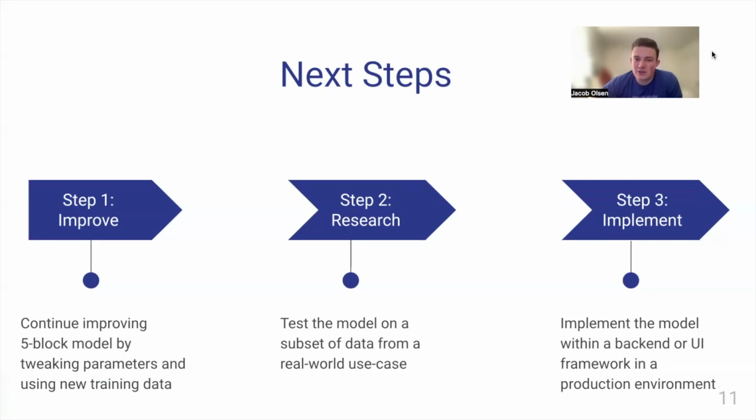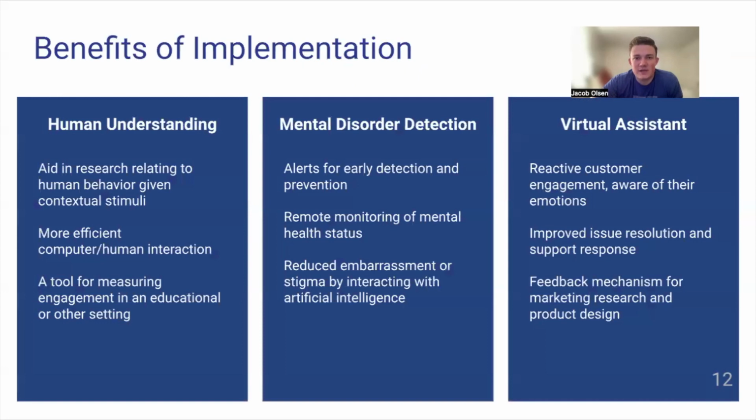Step 2 is to research, test the model on real world data, pilot it in whatever use case it is, whether it's in an educational system, mental health, whatever it is. We'll get more into that after this slide. And then step 3 is to implement it, actually use it in a production environment, engineer it into a backend or UI framework. A lot of benefits from implementation.